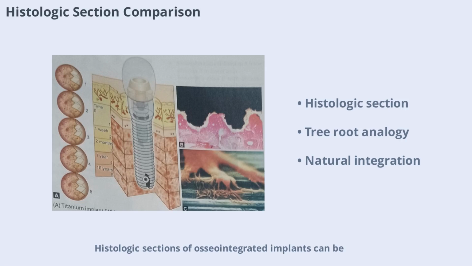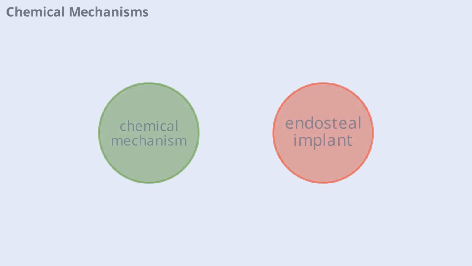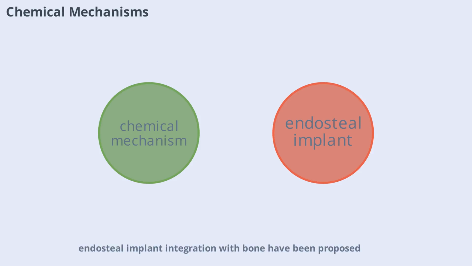Histologic sections of osseointegrated implants can be compared to the roots of a tree, with the bone growing directly onto the implant surface. This comparison highlights the natural integration of the implant within the skeletal system, providing a stable and functional connection. Two theories regarding the chemical mechanism of endosteel implant integration with bone have been proposed. These theories explore how the implant surface interacts with bone tissue at the molecular level, influencing the success and stability of osseointegration.